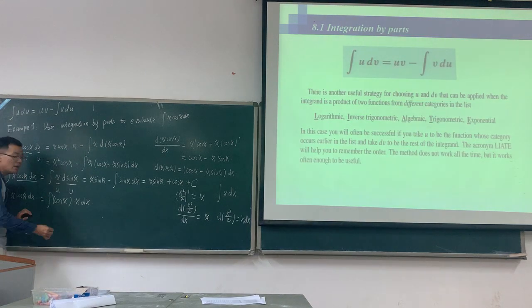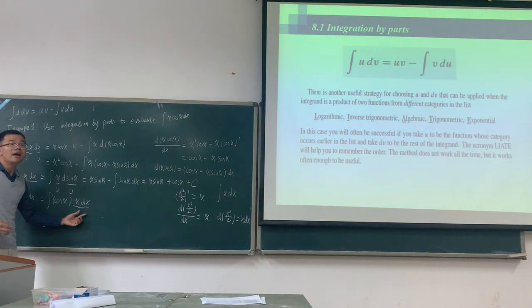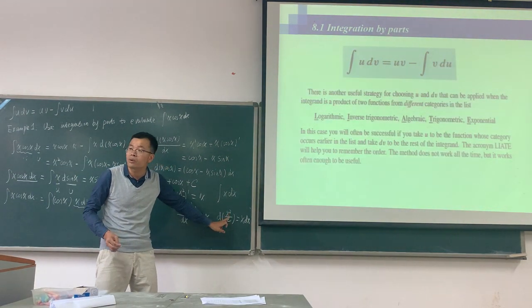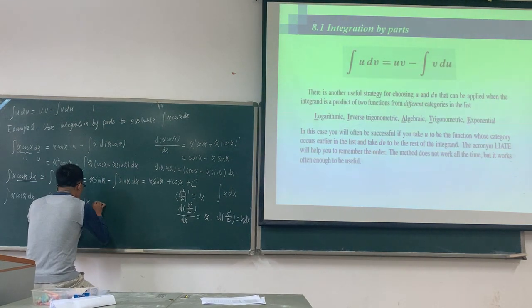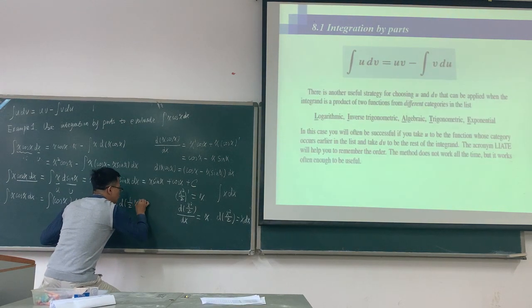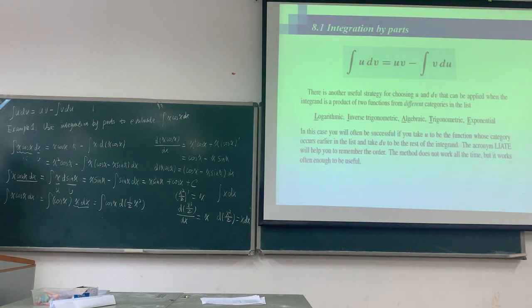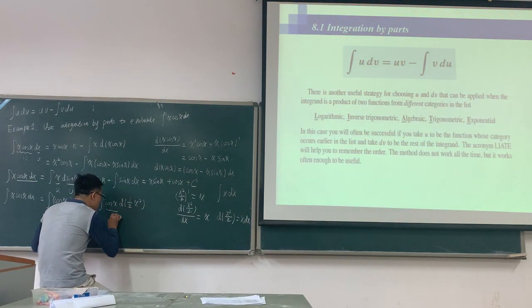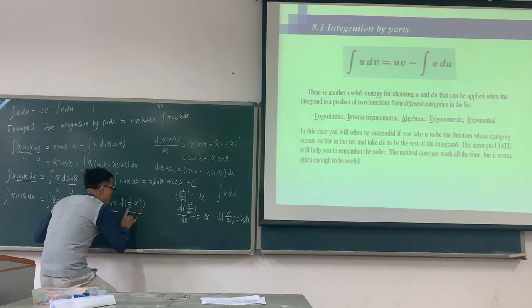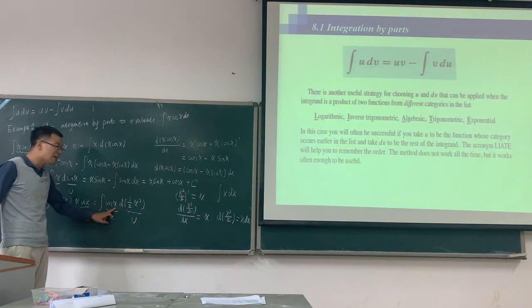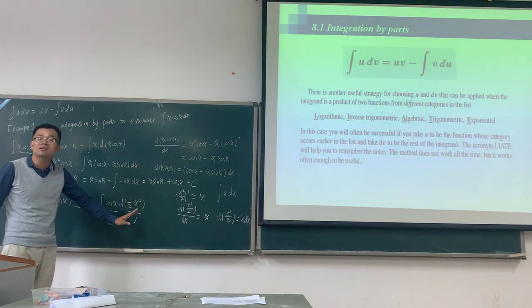So here x dx, we can write it as d of 1/2 x squared. So here actually is equal to cosine x d(1/2 x squared). If we write it in this form, and we let u equal to cosine x and v equal to 1/2 x squared.